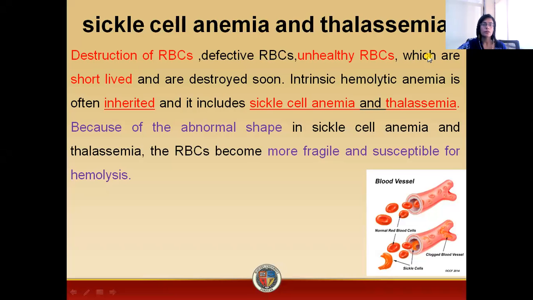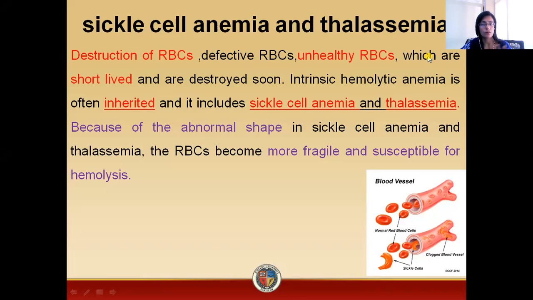Now students, in today's lecture, we're going to discuss the differences between sickle cell anemia and thalassemia. These two diseases are basically categorized under a heading that is hemolytic anemia. So, what actually happens in these types of anemias?